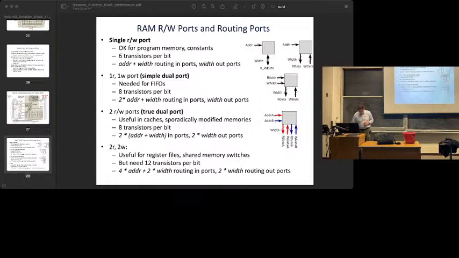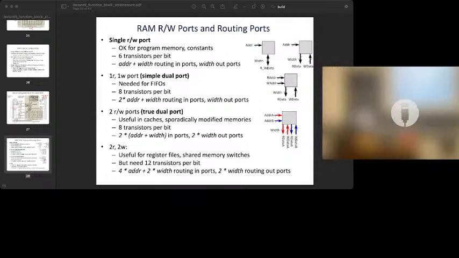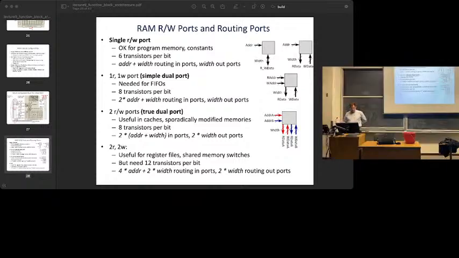But it's more expensive. So it doesn't cost more in the bits per SRAM cell. That's still just 8 transistors. But it does need more routing ports. Because I now need a data input for writing on one port and a data output for the read, and I need to replicate that for the other port. So basically I need significantly more input and output ports versus simple dual port.